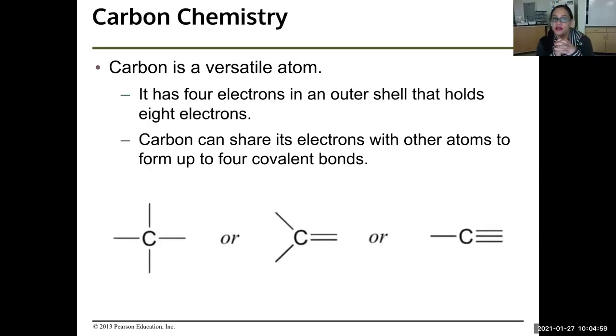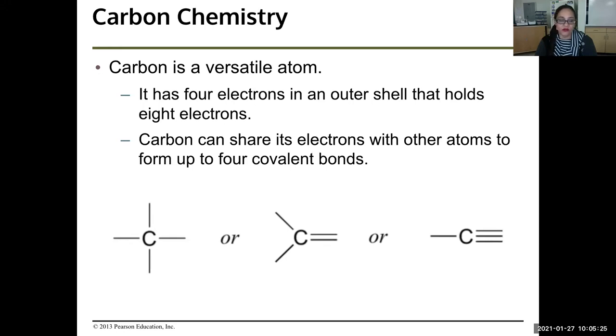Carbon is a versatile atom. It has 4 electrons in an outer shell that holds 8 electrons. And carbon can share its electrons with other atoms to form up to 4 covalent bonds. You did your Edpuzzle last week on the different bonds: ionic, covalent, hydrogen bonds. This week we are focusing on carbon and the bonds that it can make.